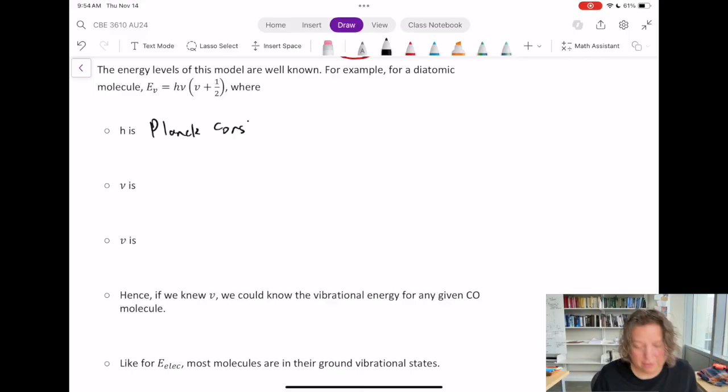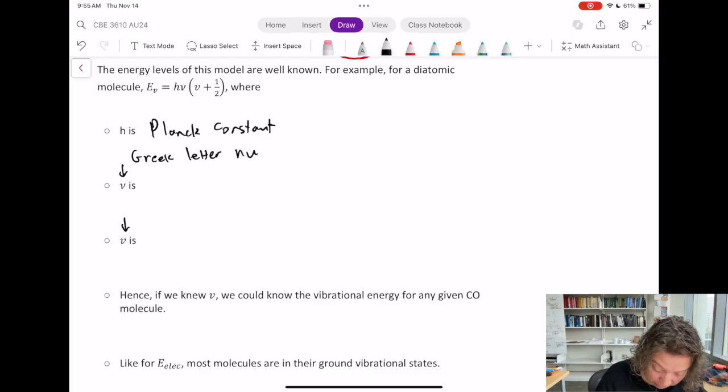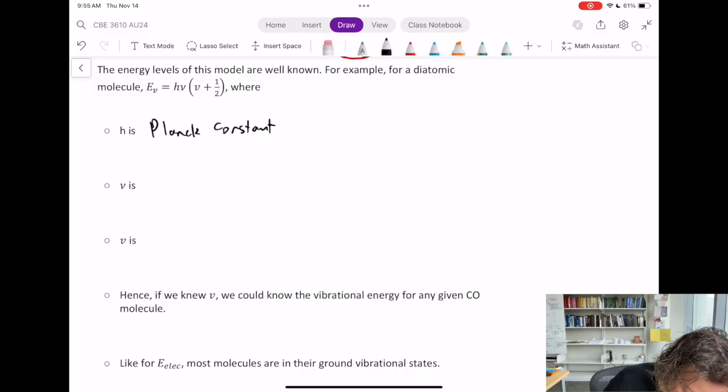There are two symbols that look alike here. One is v. That's v, the letter in our alphabet. This is the Greek letter nu. So nu is the vibrational frequency of the molecule.